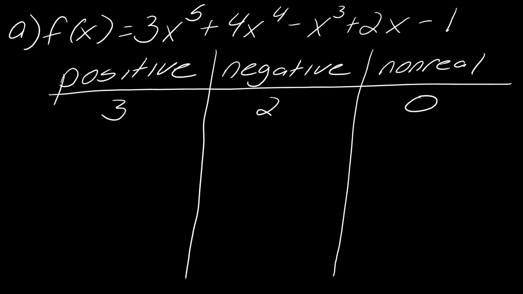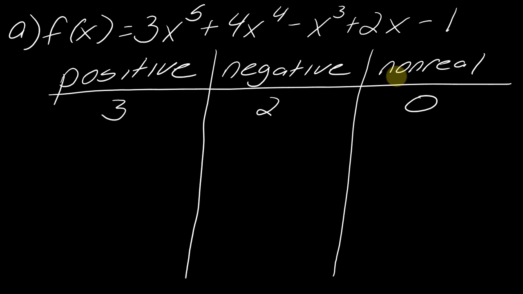So here's the thing you want to wrap your head around. This is talking about the maximum number of possible zeros. So the maximum number of possible positive real zeros is 3, and the maximum number of negative real zeros is 2. But this doesn't have to be what it is.